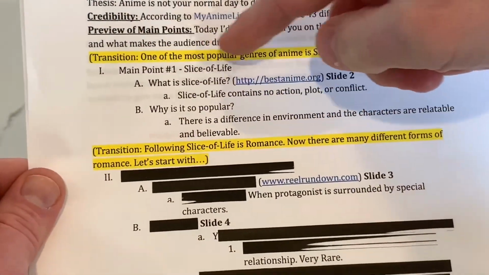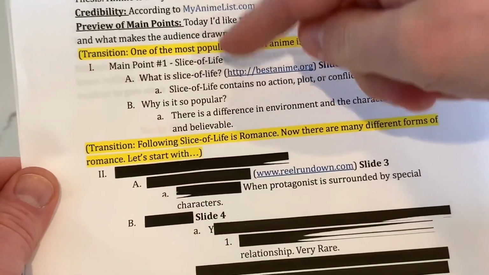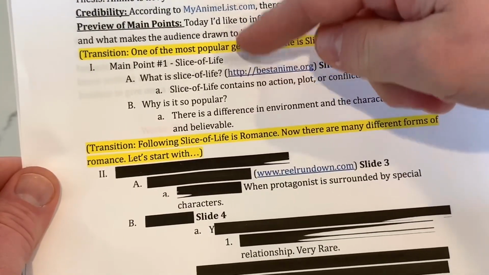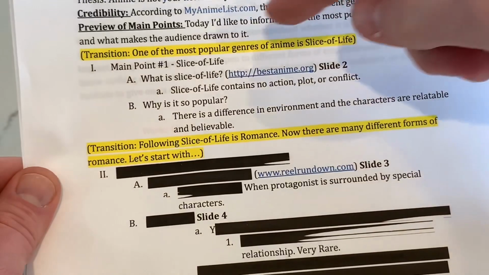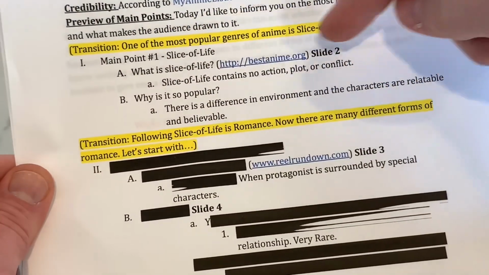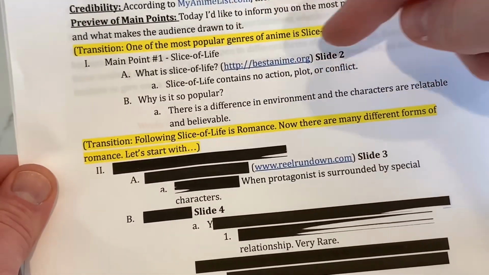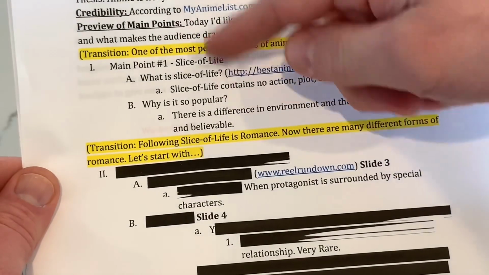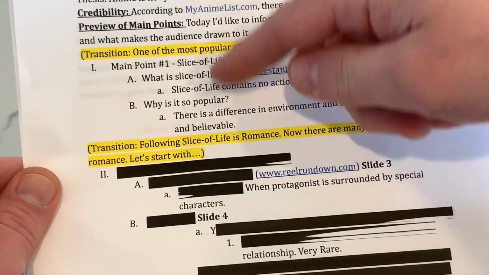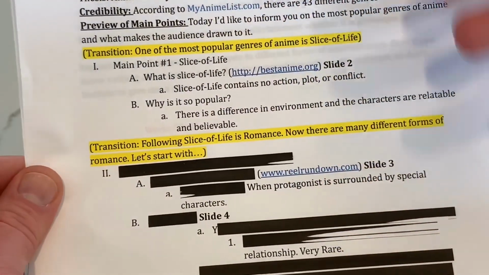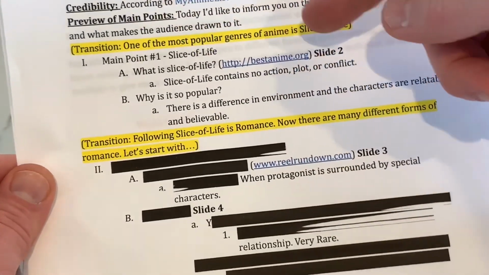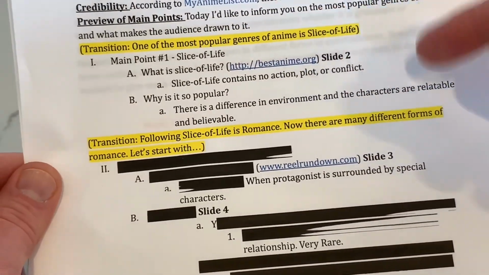And then she's got her main point, slice of life. She was going to be talking here. She should have a little bit more info on this. What is slice of life? So she's got a source here. That's good too. She's going to be answering this. This is her anticipating just talking, kind of extemporaneous. "Slice of life contains no action, plot, or conflict."